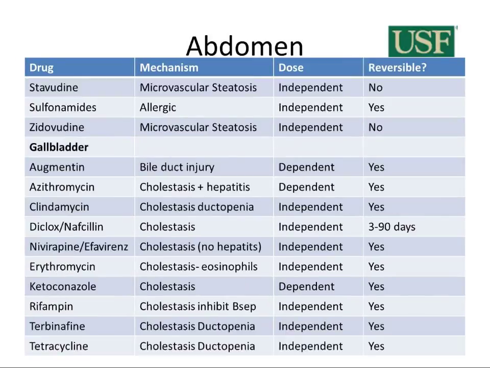Let's see here. Drugs that cause bile duct toxicity, like Augmentin, definitely cause more reproducible injury than drugs like erythromycin, if they're mediating the injury via eosinophils. So whether something is dose dependent or dose independent will make a difference for whether or not you can continue to administer that antibiotic to the patient, in multiple doses or in the future.